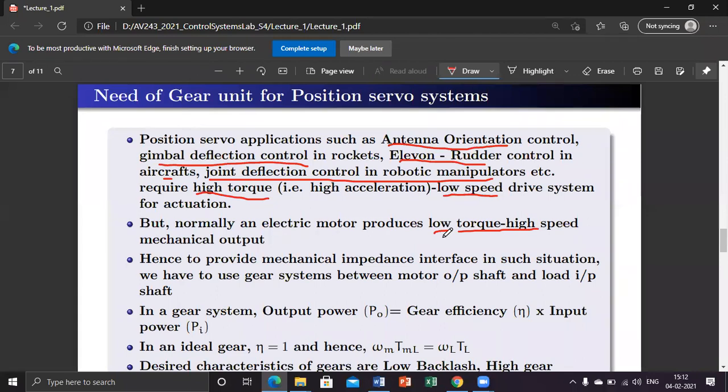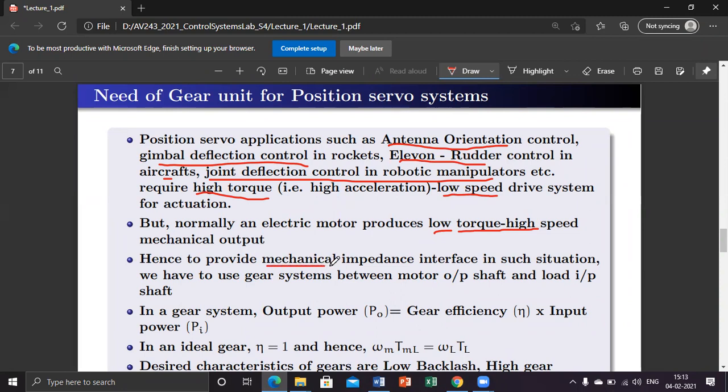But high speed is possible, only to increase. When you increase it, back EMF will increase. And definitely if you increase the value of EA, the applied voltage across the armature, you can definitely support a high back EMF. So from a source point of view, an electromechanical motor can produce low torque, high speed, but the requirement is the other thing, we require high torque, low speed. So the only provision is how we can change this by providing a mechanical impedance interface.